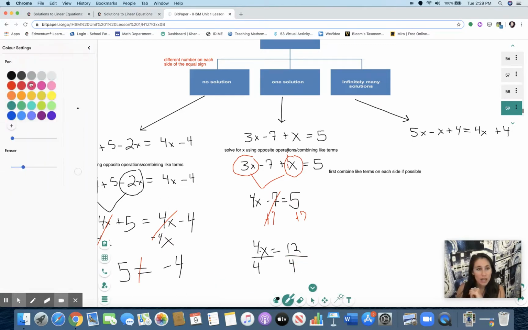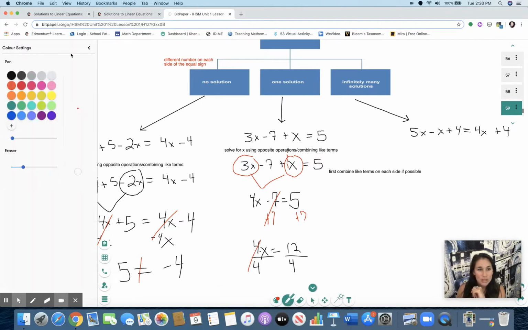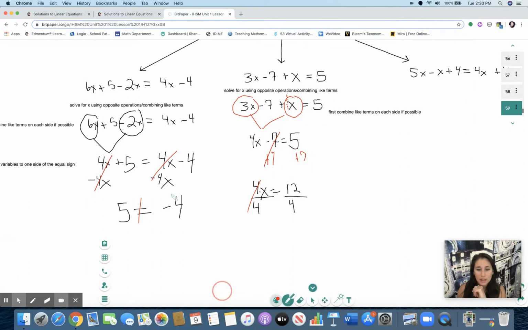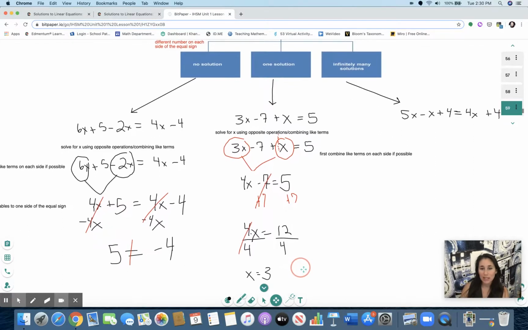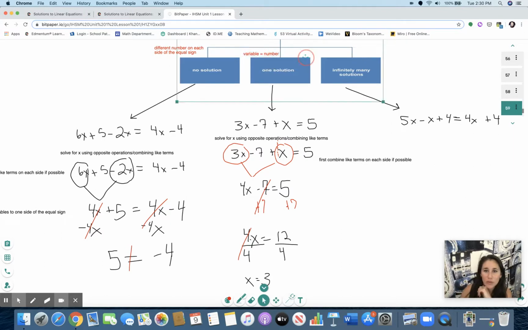So when we do that, the 4 cancels out just like how we want. Boom. And then what's left over is, I'm going to scroll down here a bit, x equals 3. Okay, great. So we have a variable equals a number. So that's what indicates that we have one solution. So that's how you're going to tell if you have one solution.